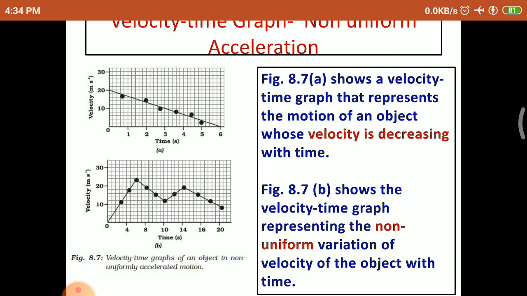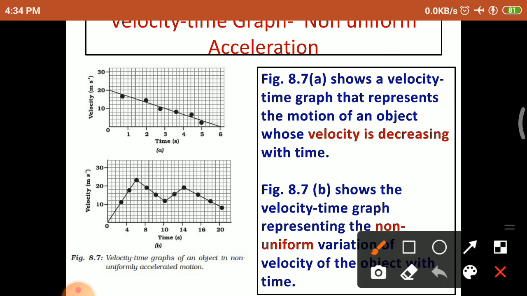And see the second graph. This is a non-uniform velocity time graph. How can you say that this is non-uniform motion? Because we get the slope of the graph as a zigzag.